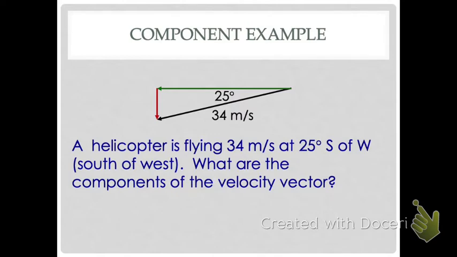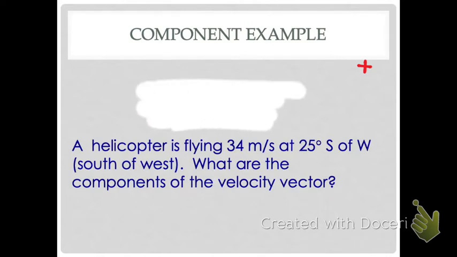So let me show you, first of all, without the sides drawn on. I want you to just draw your vector plane. I always start with the origin, so draw your origin, and it says 34 meters per second at 25 degrees south of west. I want you to ignore the picture that's given here, and I'm going to have us just draw it real quick.